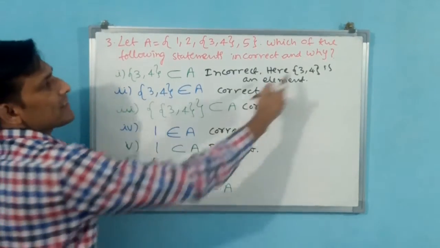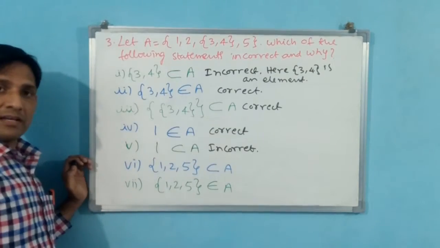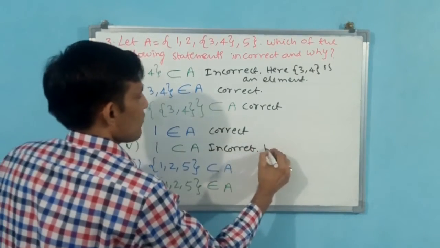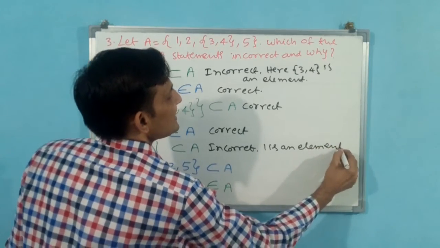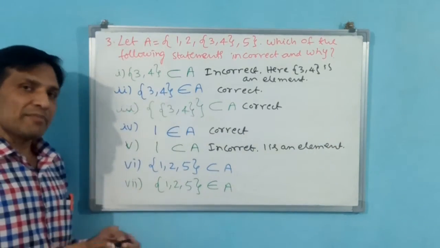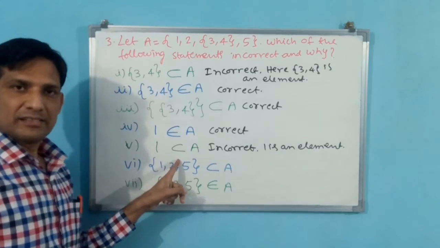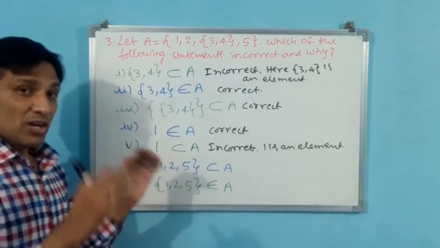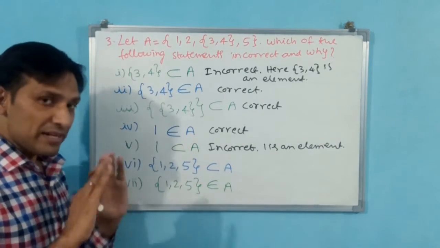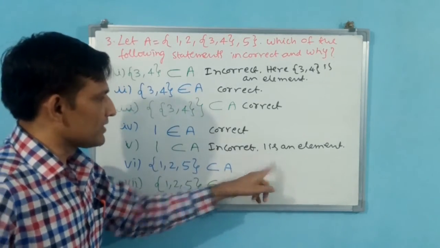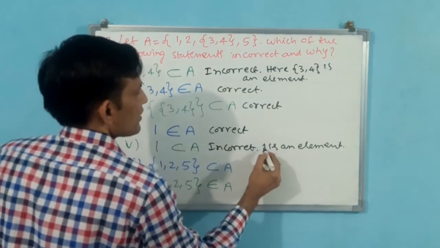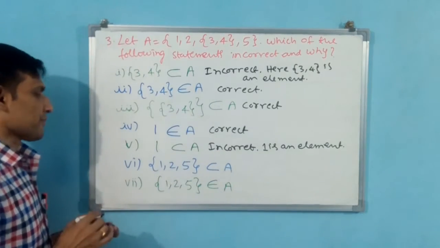If it is incorrect, then why? 1 is an element. That's all. Because the examiner knows an element doesn't become a subset. Only sets become subsets. The examiner knows, so you need not write more. You have to write only this: 1 is an element. If you write this much, it is enough.